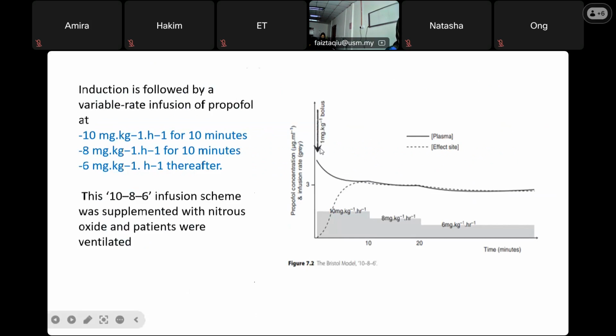1 mg per kg bolus, followed by maintenance of 10 mg per kg per hour for 10 minutes, 8 mg per kg per hour for 10 minutes, and 6 mg per kg per hour thereafter. So we see here that after the bolus, plasma concentration will reduce and the effect will increase, but the effect is sustained and the concentration is sustained after we start the maintenance according to the Bristol model.